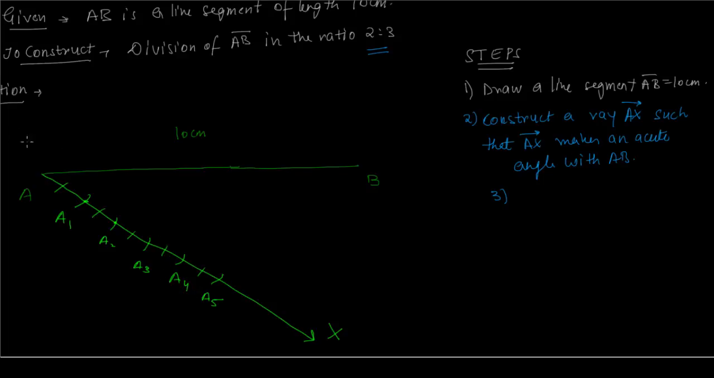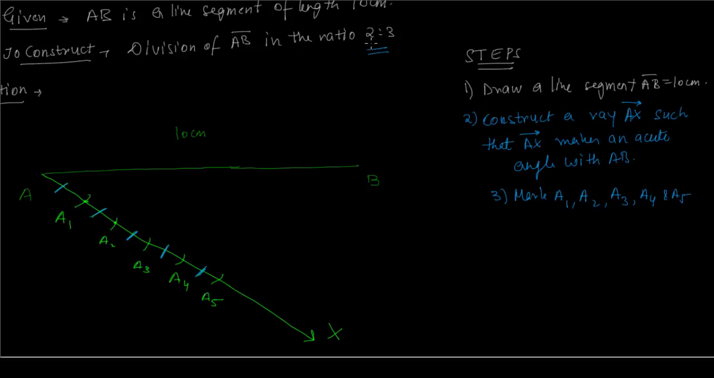Let me mark it with another color so it doesn't get confusing. So this and this, their lengths need to be equal. So that'll be my third step: mark A1, A2, A3, A4 and A5. And why 5? Because 2 plus 3 is 5. Please remember why I've taken 5.